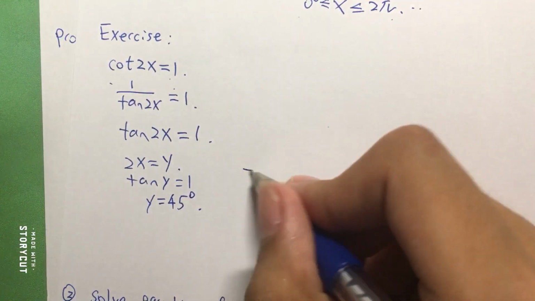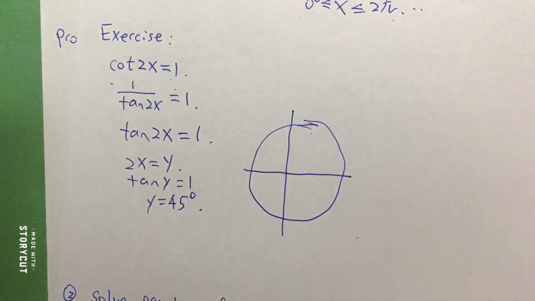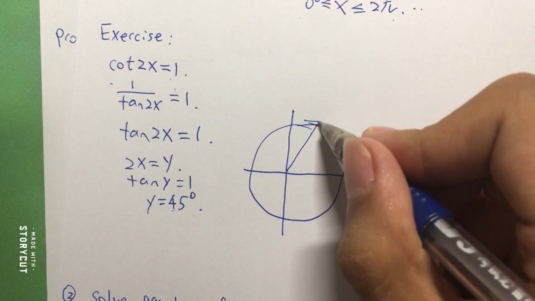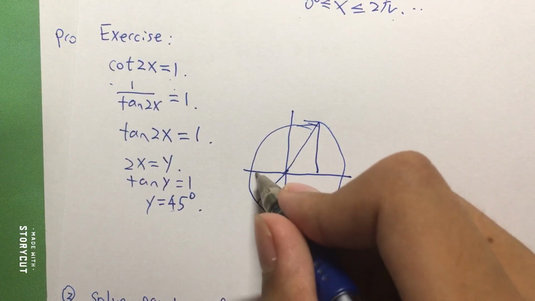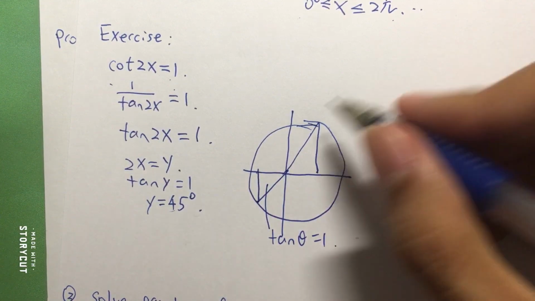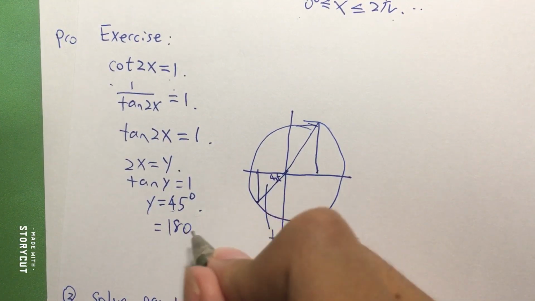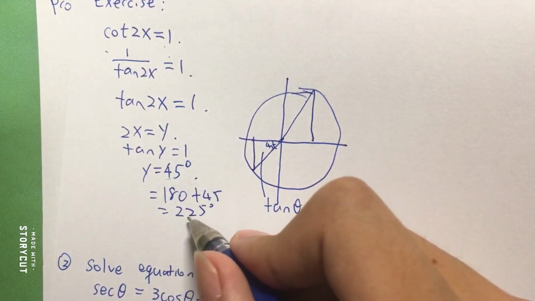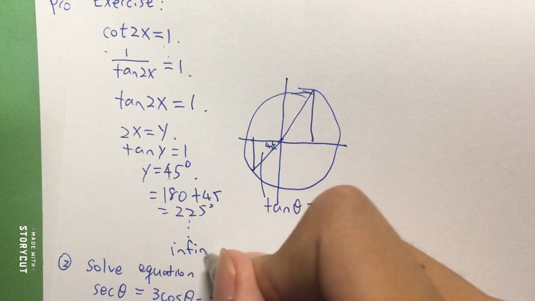And we learned the circle in AS level. Now we know that y is equal to 45 degrees. We can also get the same value in another part of the circle, where tan is also equal to 1. This angle is 45, so y can also be equal to 180 plus 45, which is 225. And we can continue to add 180, and so on. So there are unlimited, infinite values.